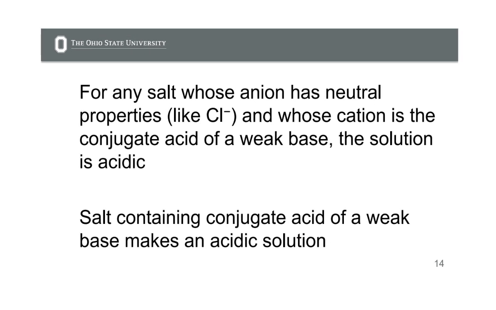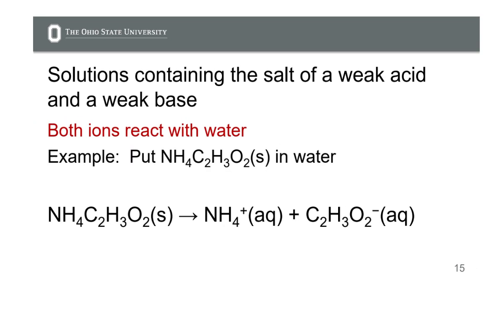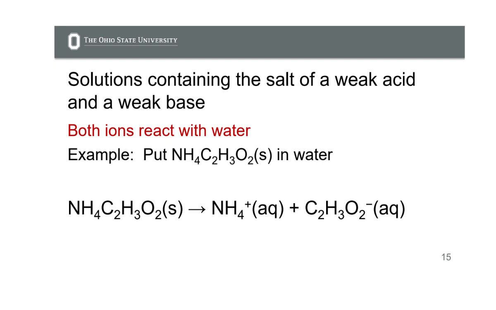All right, so the summary is that if you have a salt with an anion with neutral properties, such as chloride, and whose cation is the conjugate acid of a weak base, the solution will be acidic. So if we have a conjugate acid of a weak base, we have an acidic solution. I think it makes sense to practice these.